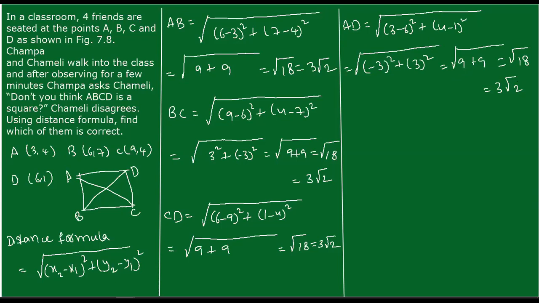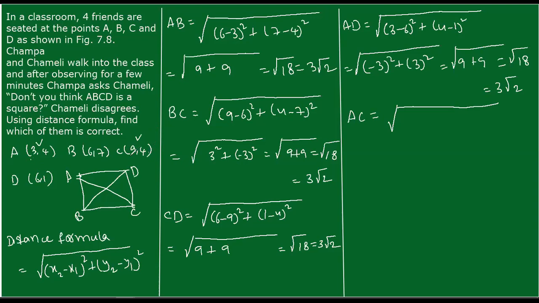We have one more condition: we have to prove the diagonals also have the same length, meaning equal. So what are the diagonals? We have two diagonals, AC and BD. First we'll try AC. So this is A, this is C. What is A point? 3 comma 4. What is C point? 9 comma 4. Now we should consider these two points, this is x1 y1, this is x2 y2.